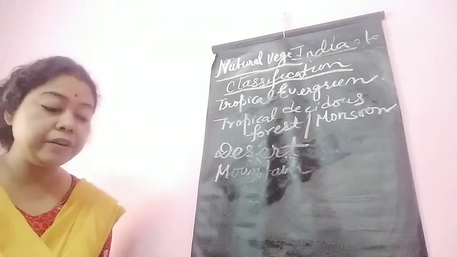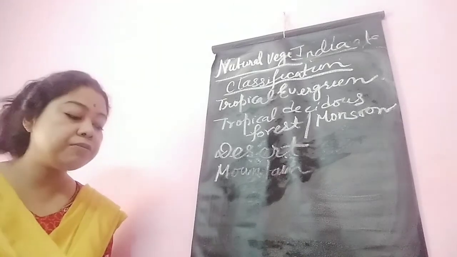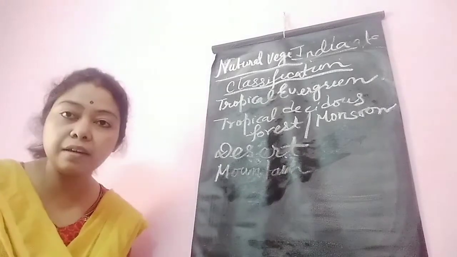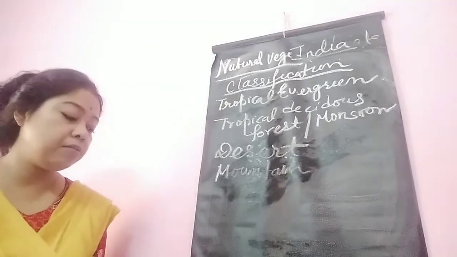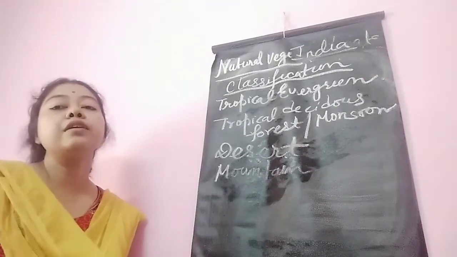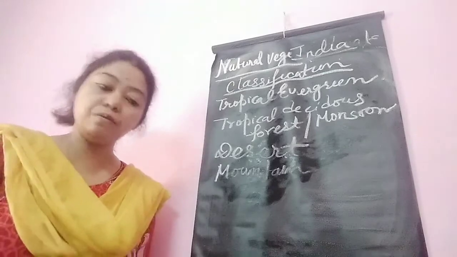This point is very important. For map pointing, if you get desert vegetation, you have to mark the Rajasthan interior part. If you get the mountain forest, you have to mark the northern India part, that is, the Jammu and Kashmir part.